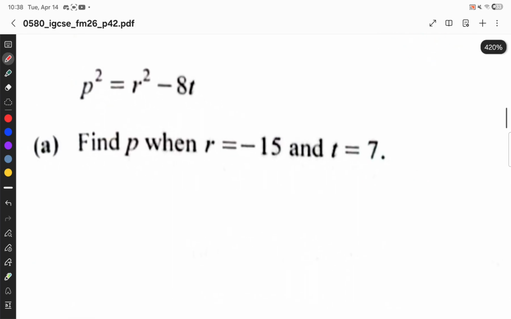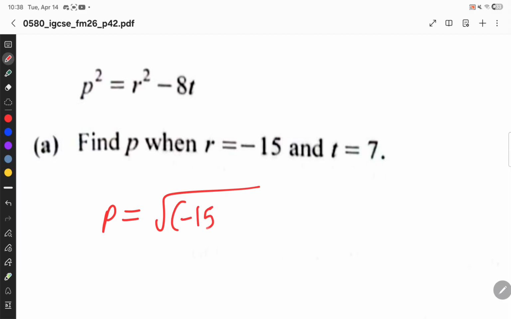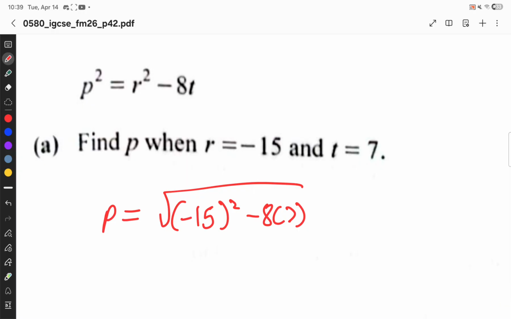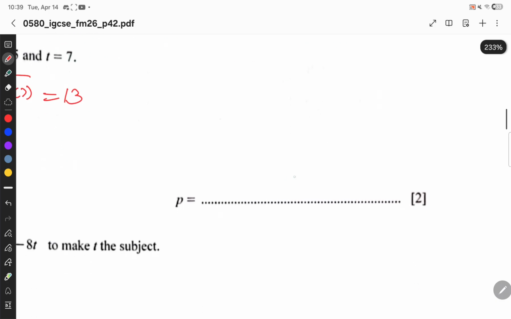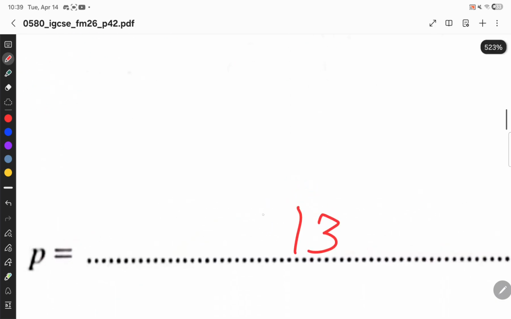Find p when r is equal to negative 15 and t is equal to 7. Now this is a trick question, because this is in p squared. We need to find p, so we need to do the square root first. So p is equal to the square root of negative 15 squared minus 8 times 7, which is 13, and that is our answer. 13. I predict the marking scheme being something like so.